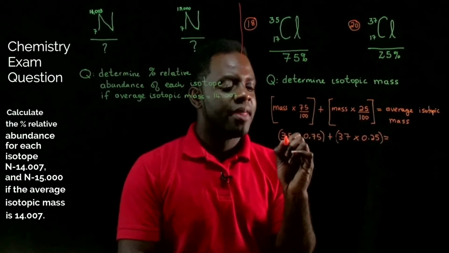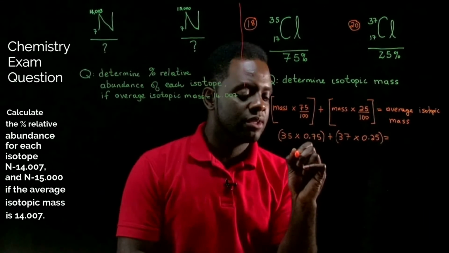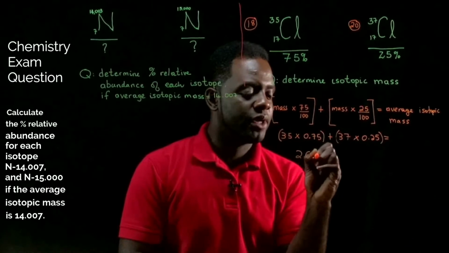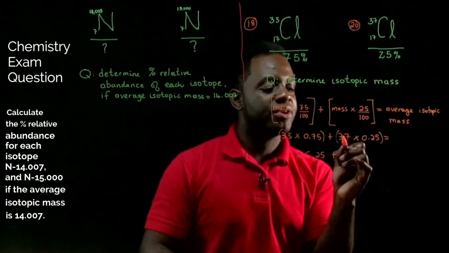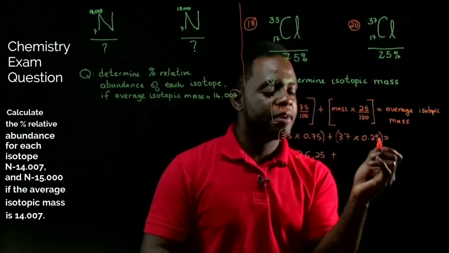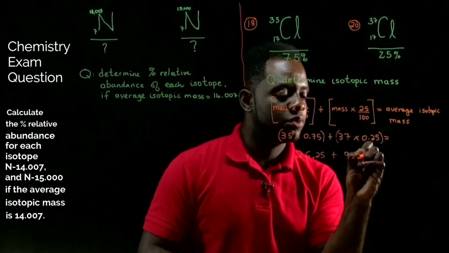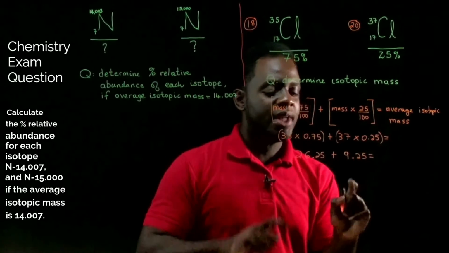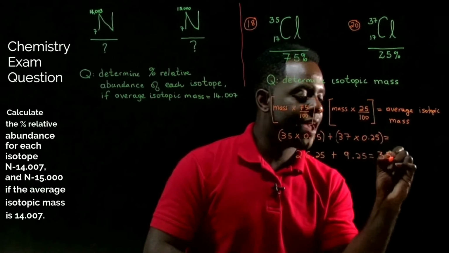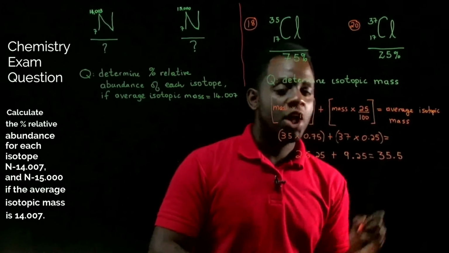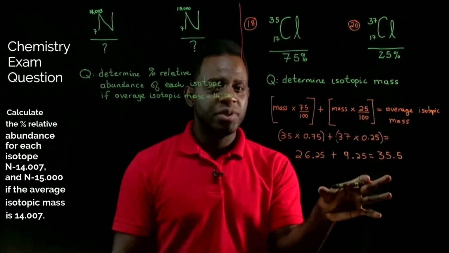When we multiply 35 times 0.75, we get 26.25, and when we multiply 37 times 0.25, we get 9.25, and when we add those two together, we get 35.5, which is the average isotopic mass of chlorine.